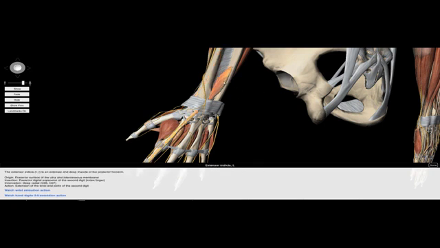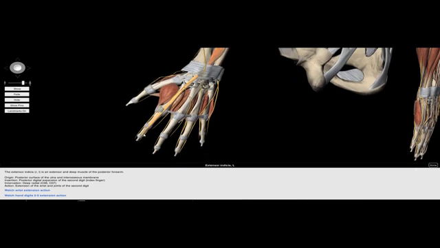And then lastly, the extensor indicis, originating on the posterior surface of the ulna and the interosseous membrane and inserting into the distal phalanx of the second finger. It's responsible for extension of the wrist and extension of all the joints of the second finger. So that's our muscle responsible for allowing us to point our finger at people.